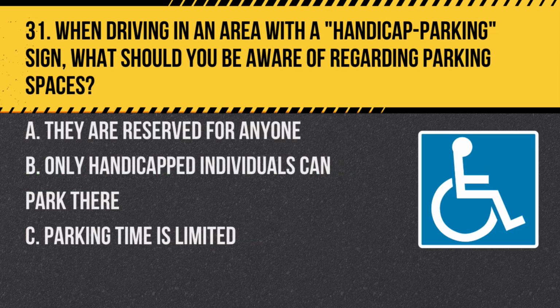Question 31. What changes in driving technique should be made when transitioning from pavement to gravel as indicated by a pavement end sign? A. Accelerate to maintain control. B. Slow down and prepare for a change in traction. C. No changes necessary. Answer B. Slow down and prepare for a change in traction. Transitioning from pavement to gravel can affect vehicle handling, so slowing down is advisable.